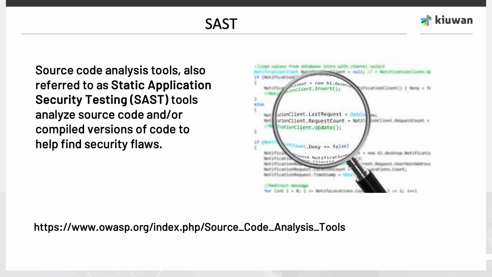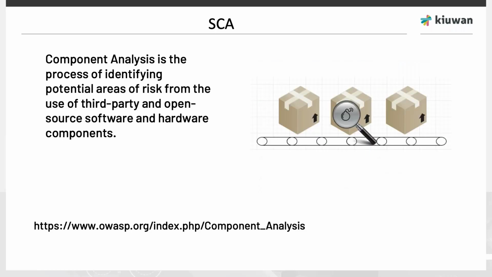Kiuwan is a static application security testing tool. So that is, we scan your source code looking for patterns that indicate security flaws, or you'll see later on, code quality issues. We also do SCA, software composition analysis, which is analyzing your source code for third-party and open source components, and then commenting on the security posture of those components. That gives you an idea of what building blocks you're using in your code that may be vulnerable or exposing you to risk.